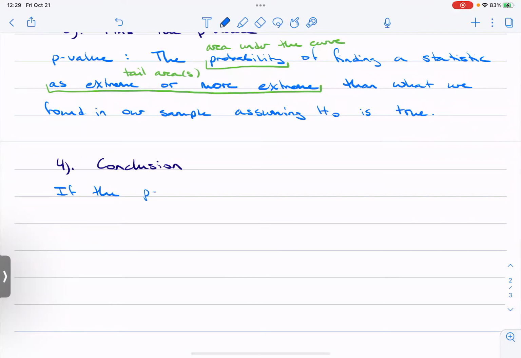So if the p-value is, and I'll put in quotes here, "small enough," we're going to need a threshold, right? And the default threshold that we use is 0.05. Okay? But in general, we call it an alpha level, a significance level. And we can use anything. Some common ones include 0.1, 0.01, but 0.05 is our most common one.